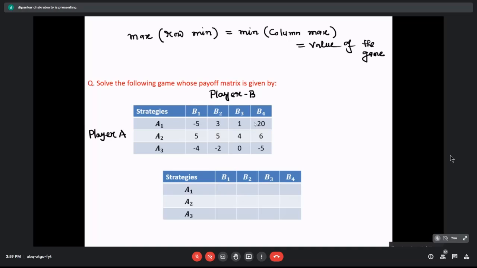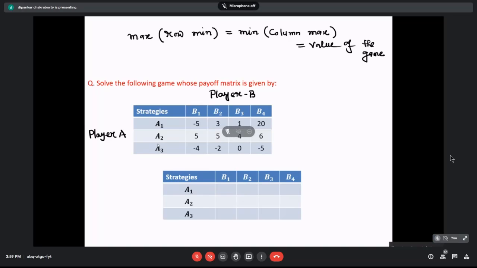One thing I should mention here is that the number of strategies for player A and player B may not be the same. You can see in this problem that player B has 4 strategies: B1, B2, B3, B4. But player A has 3 strategies: A1, A2, A3. So it is not required at all that both have an equal number of strategies. It depends on the problem, how the problem has been set. Is it okay? Shall we proceed to solve the problem?